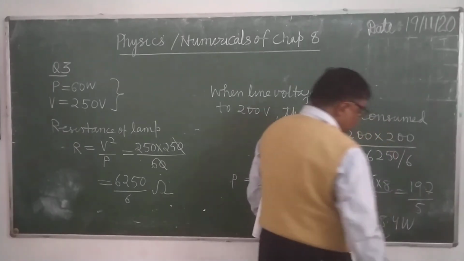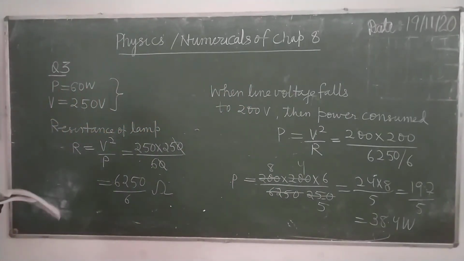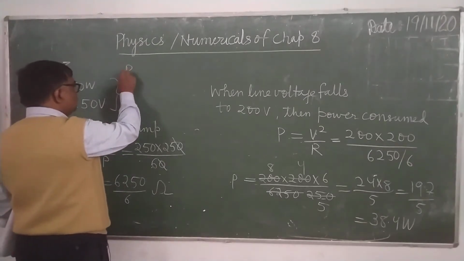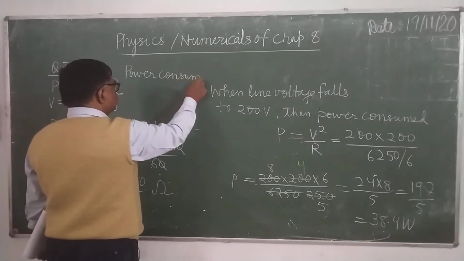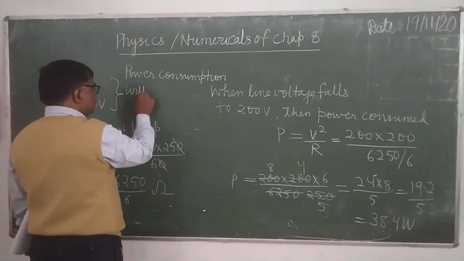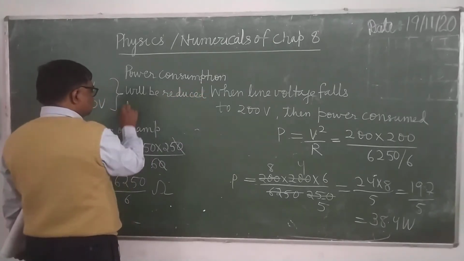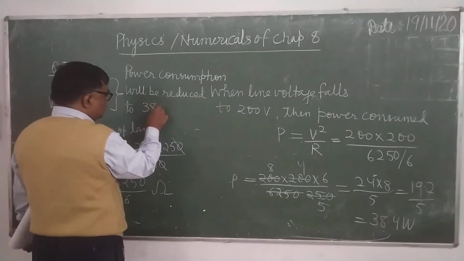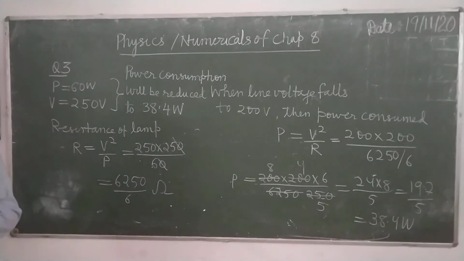This is watt. It's clear? So finally you will write that power consumed will be reduced to 38.4 watt. Power consumption will be reduced to 38.4 watt. It will be reduced to this value. This is clear?